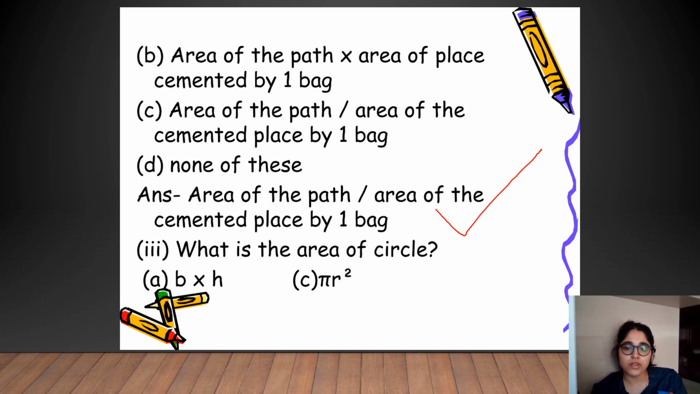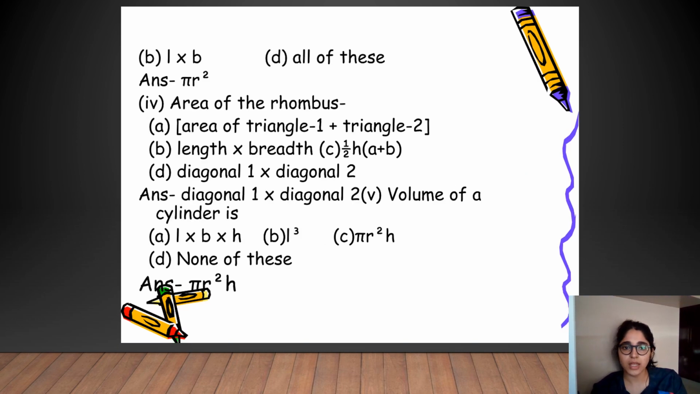What is the area of a circle? The area of a circle is pi r square. The area of a rhombus: the rhombus area will be diagonal 1 multiplied by diagonal 2, and that is how we find it. If this is the rhombus which is given, which has equal sides, we just have to find the product of both the diagonals and get the area of the rhombus. Then the next one, the volume of a cylinder. The volume of a cylinder is pi r square h.